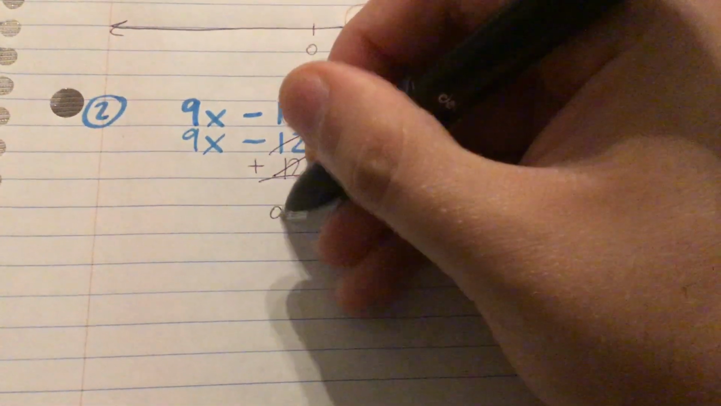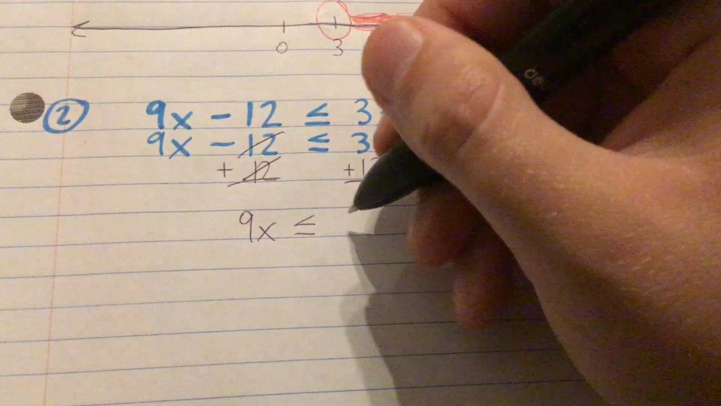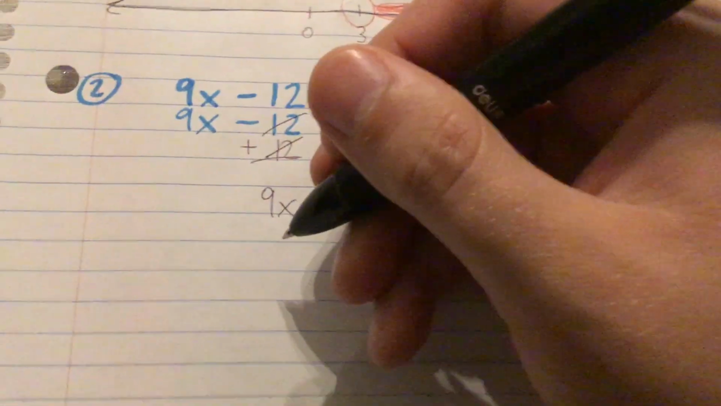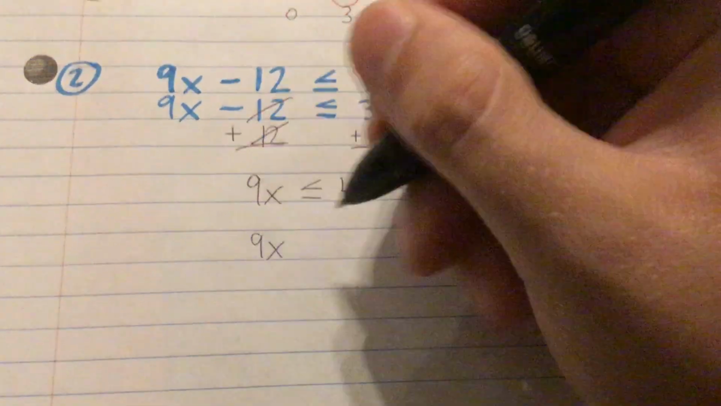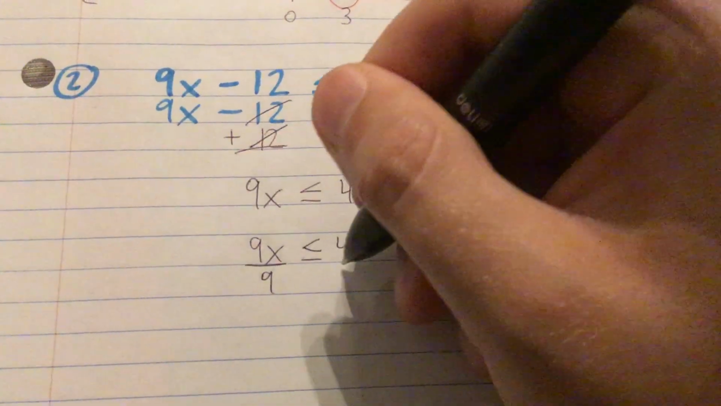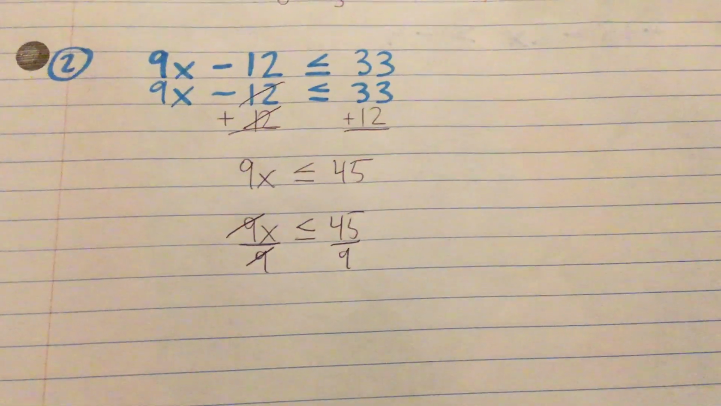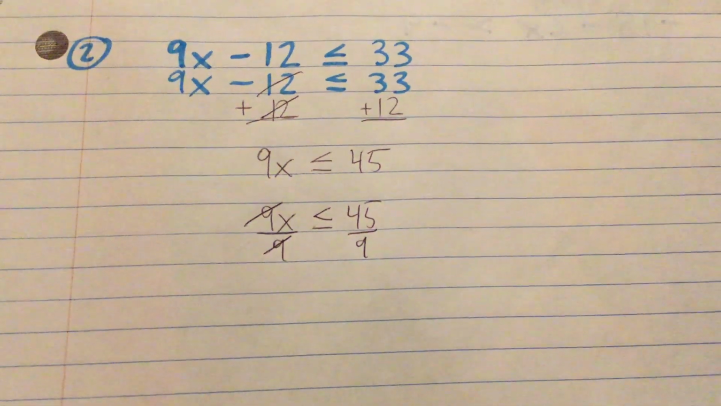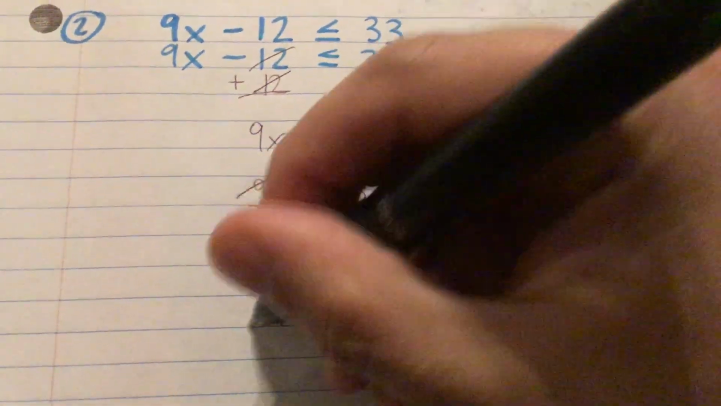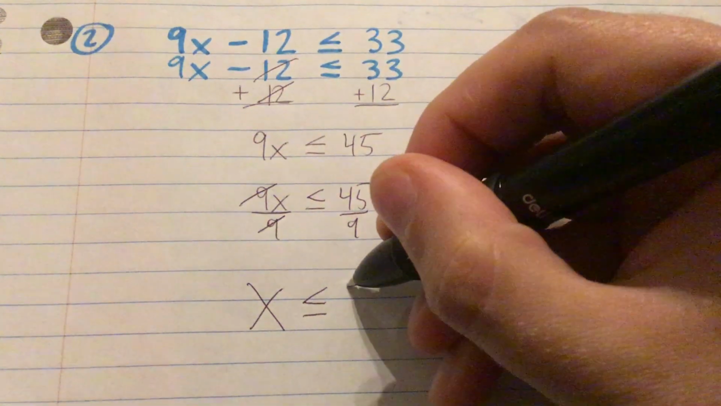So that leaves me with 9x is less than or equal to 33 plus 12, which is 45. Now, I've got 9x is less than or equal to 45. And I'm going to divide both sides of the inequality by 9. If I divide both sides by 9, does that have any impact on the inequality symbol? No. Dividing both sides by positive 9? No effect at all. So x is still less than or equal to 45 divided by 9. That's going to be positive 5.